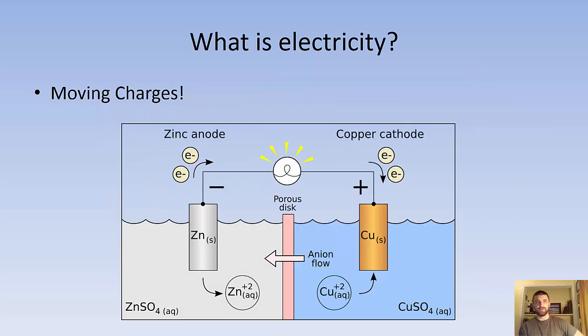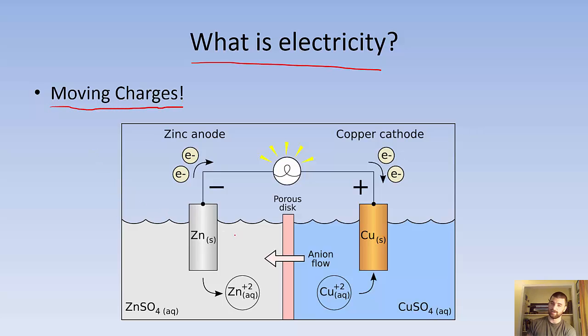So we're going to get into types of solids, but before we do that, I want you guys to think about what electricity is, because we're going to talk about whether or not these solids conduct electricity. And the simple question is, well, what is electricity? And the simple answer is moving charges. Whenever you have charges that are moving, you got electricity.